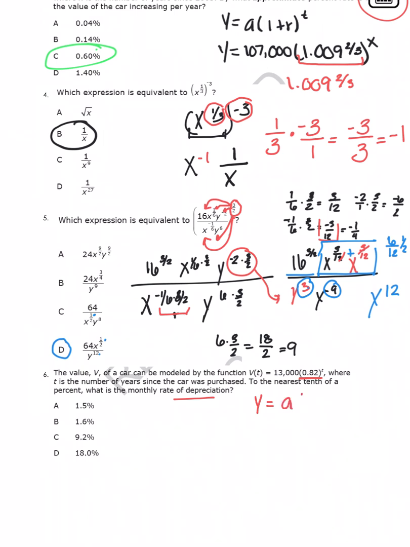So it was y is equal to a, remember that's your y-intercept or your initial amount of money, times 1 minus r to the t power. Okay, so we have that 0.82 in there. So what we need to do is take 1 and subtract that. Well, actually it equals 0.8, so just kidding.